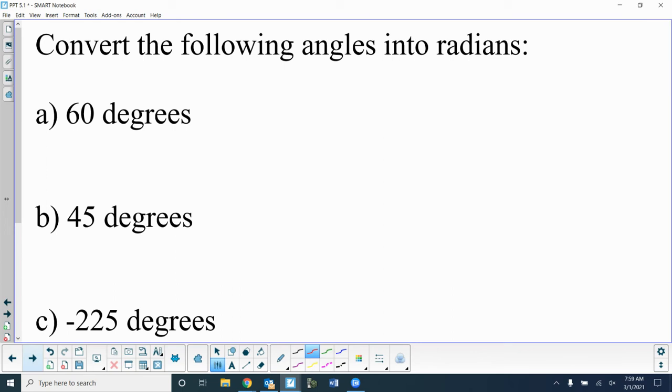All right, so if I got 60 degrees and I want to change it into radians, I'm going to multiply by pi over 180. So the degrees get canceled. You can just put this over 1 if you want. Usually what I do is this.